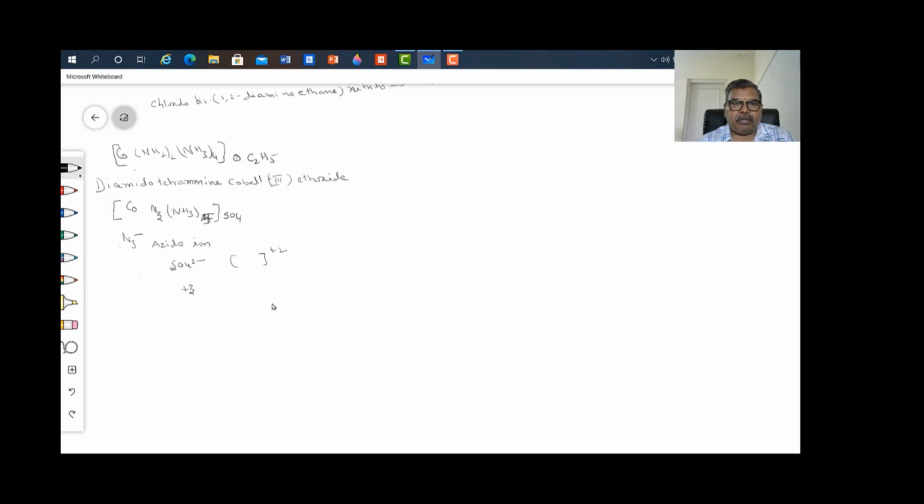Now amine comes first, azide last. So its name is pentamine azido cobalt Roman number 3 sulfate. So this is the IUPAC name of this complex.